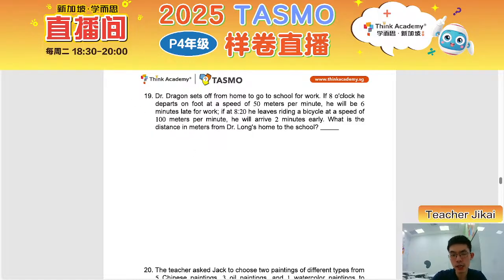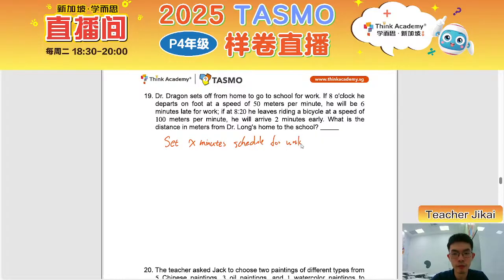So if it is hard, then why not try the calculation? Why not try the algebra and do the calculation here? Right. So we just set it as x minutes scheduled for work starting from 8 a.m.